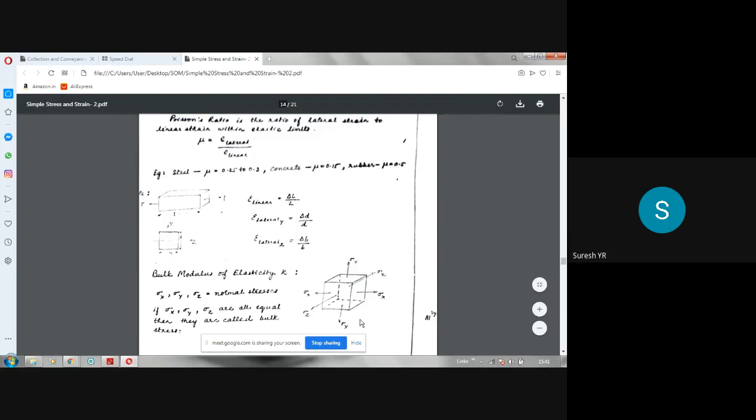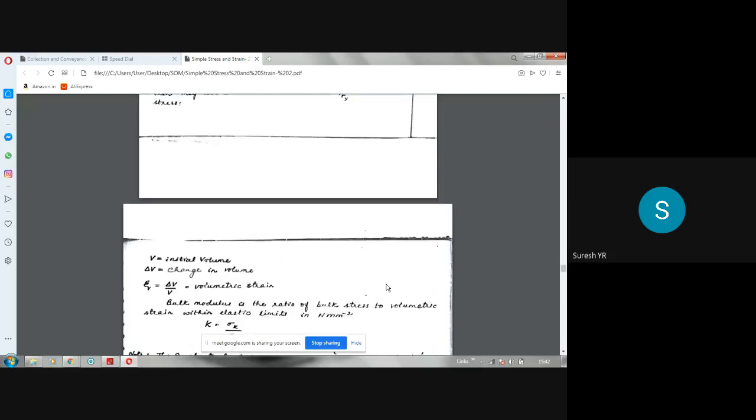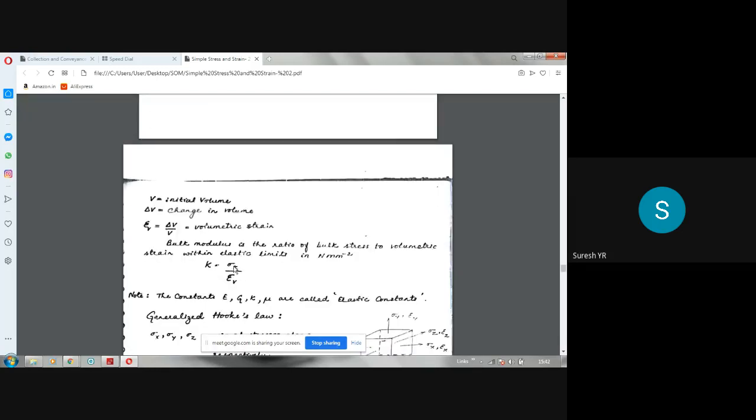All I have taken tensile. See, I have taken all away from the element. That means all are tensile stresses. Sigma x, sigma y, sigma z, all the three are tensile stresses in the respective directions. They are mutually perpendicular to each other. So they are the normal stresses. If sigma x, sigma y, sigma z are all equal, then they are called bulk stress. So if sigma x is equal to sigma y is equal to sigma z is equal to sigma, then it is called bulk stress, or you can call it sigma k also.